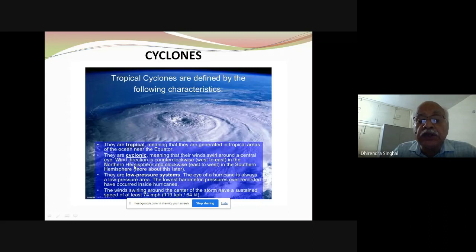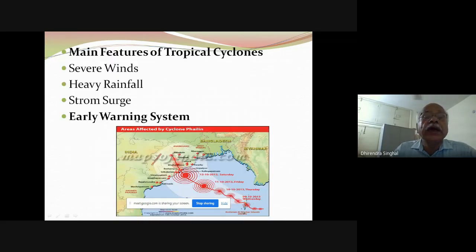Important part is that in the northern hemisphere it is counterclockwise, and in the southern hemisphere it is clockwise. And always you hear in the news कि बंगाल की खाड़ी पे low pressure system बन गया है, या इस बार विपर्जय के केस में आपका गुजरात में अरेबियन सी पे था, तो low pressure system बनता है, उसमें एक I, this is I, and then you say that it is tropical cyclone. But for that, it is a must that the wind speed must be 74 miles per hour or 119 kilometers per hour. And the main features of the tropical cyclone are severe winds, heavy rainfall, storm surge.